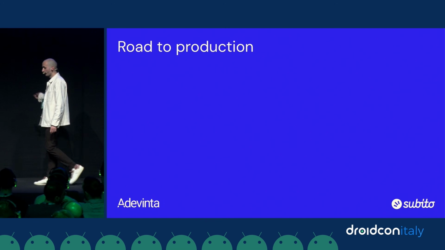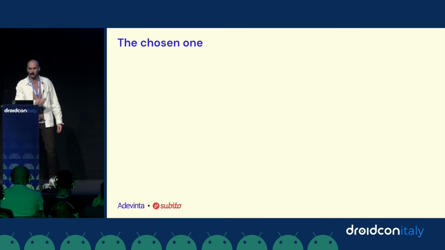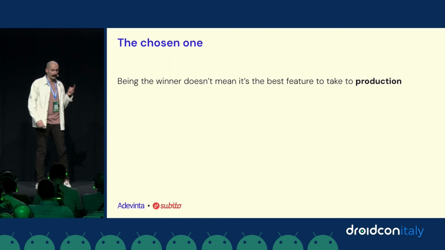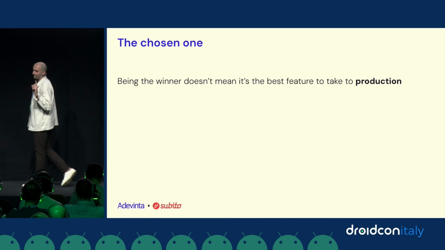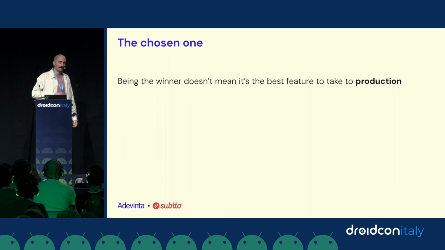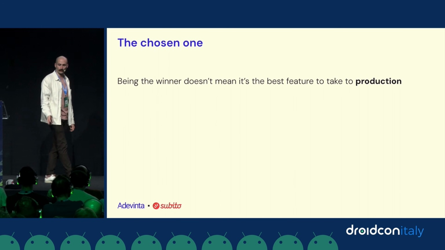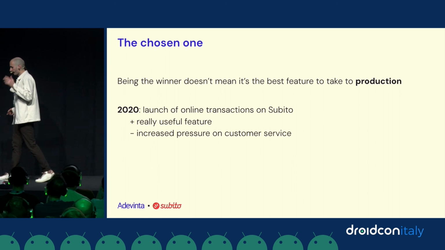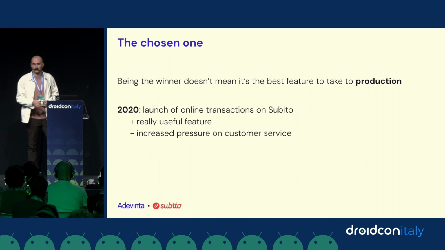Now, to production. And the chosen one, you have to think about one thing. No pun intended. Being the winner doesn't mean it's the best feature to take to production. In this case it was, yeah, it's right. But let's see why it was chosen to go in production.